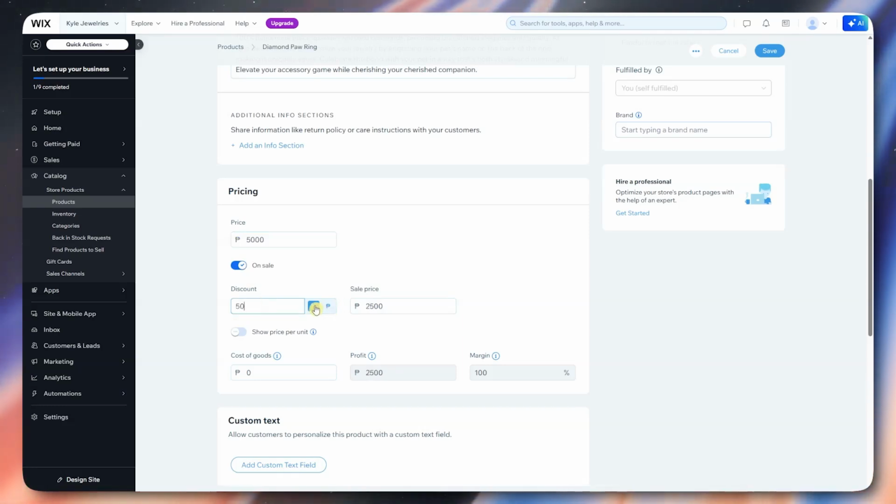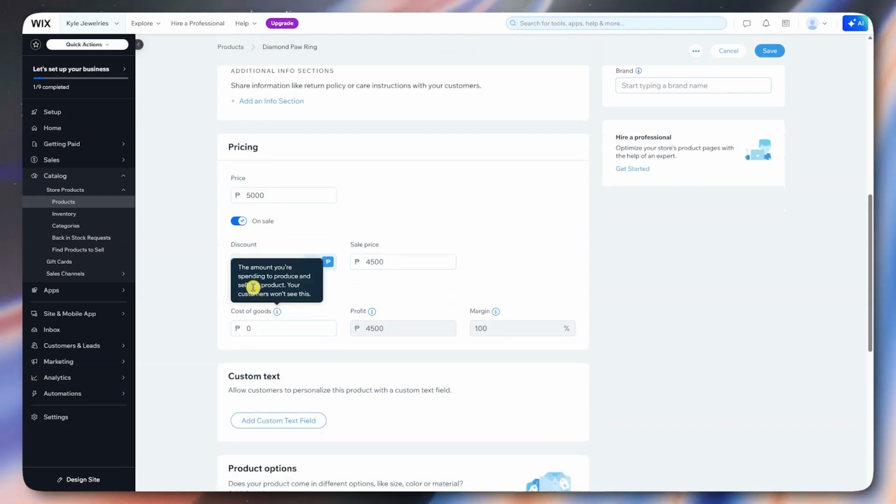So in here, you could go for percentage or the currency itself. So a flat rate. In my case, I'll just go for flat rate and again, 500. And then it will now be 4,500 only because it was deducted or discounted by 500.